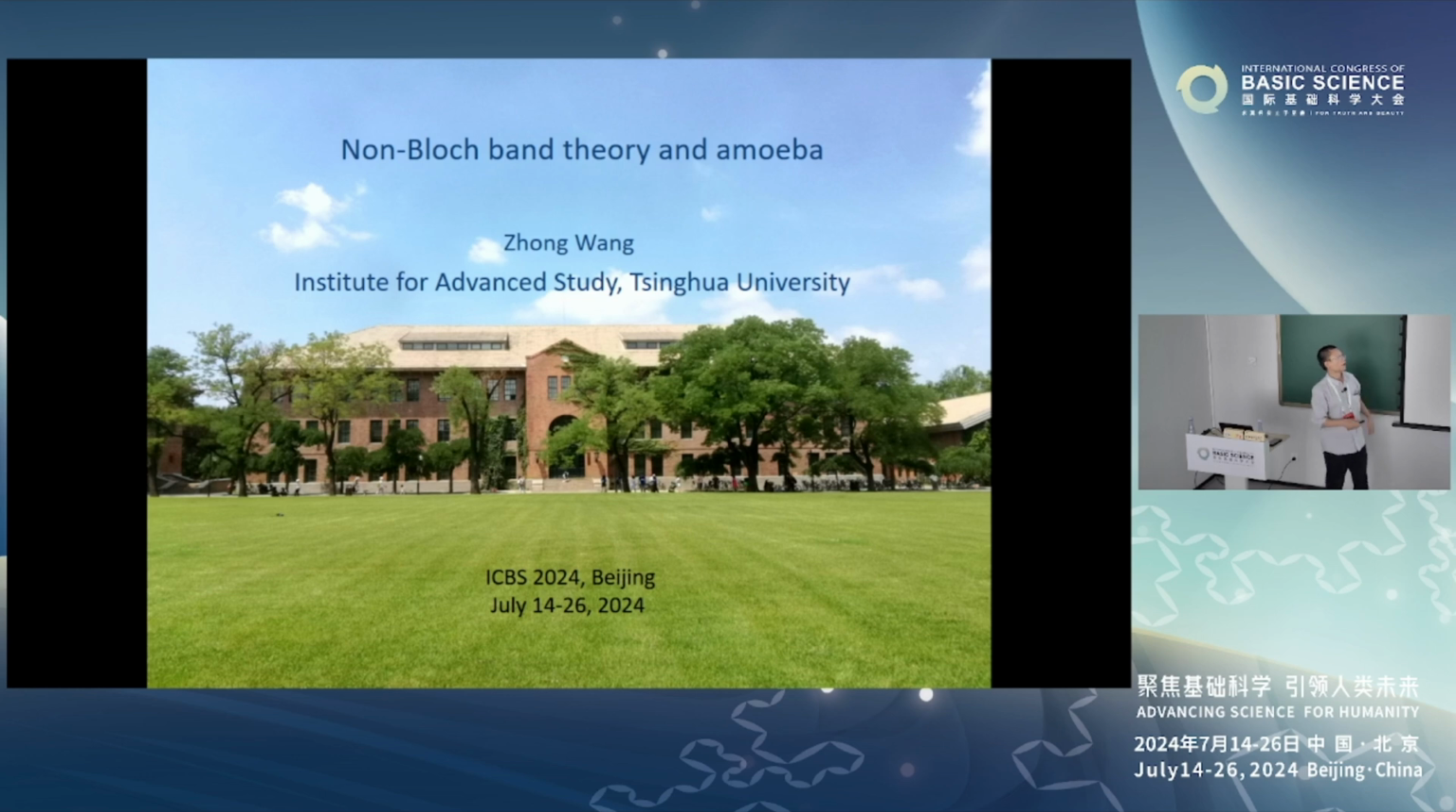Okay. Non-Bloch band theory is a generalization of the conventional band theory in condensed matter physics to non-Hermitian or open systems. And the amoeba is a geometrical concept which was initially defined in algebraic geometry. But we find this concept to be very useful in our theory.